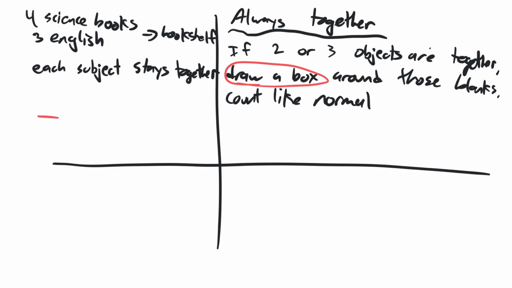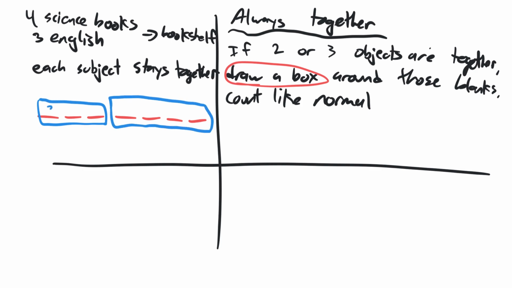All right, so we have 7 books, so we'll draw 7 blanks. The 3 English books have to be together, so we'll draw a box around the 3. The 4 science books have to be together. So this is 3, 2, 1, and this is 4, 3, 2, 1. And then because we have the 2 big blanks here, this is 2 and 1. So we multiply this all together, and we get a total of 288.